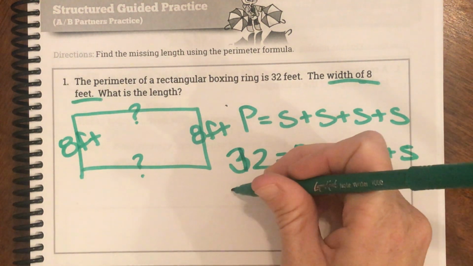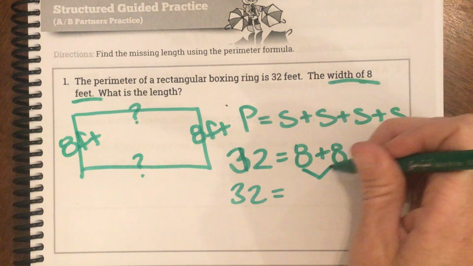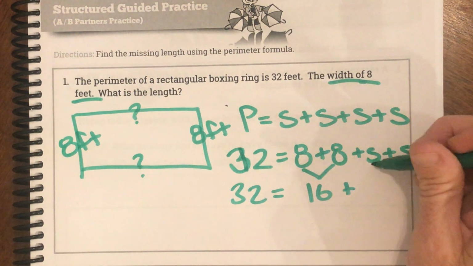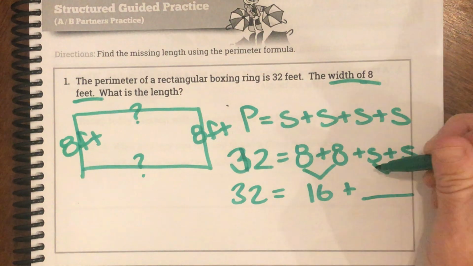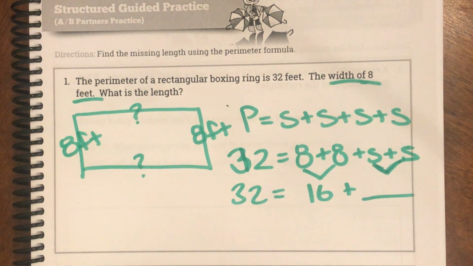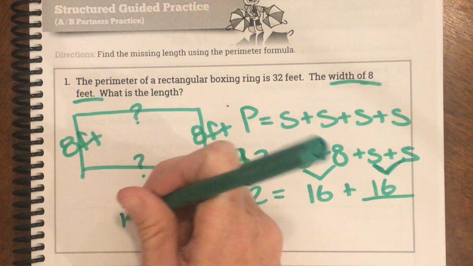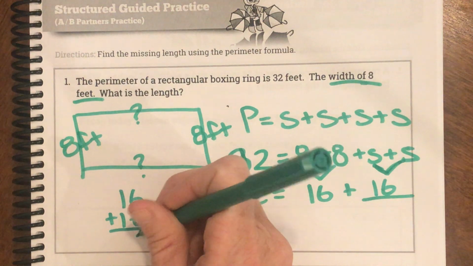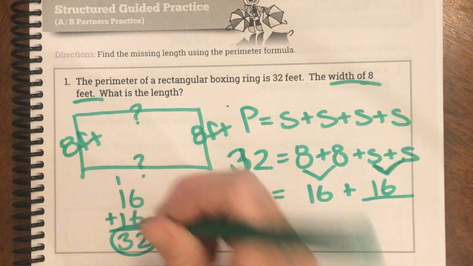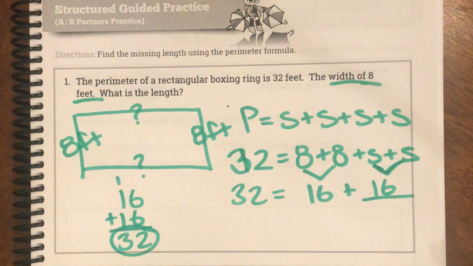Okay, so let's see. 32 equals 16 plus what? Because we don't know what those are. 16 plus what equals 32? Doesn't 16 plus 16 equal 32? Because 15 plus 15 is 30. So doesn't that have to be 16? You could even come over here and check. 6 plus 6 is 12. Yeah, we need this to be 16.